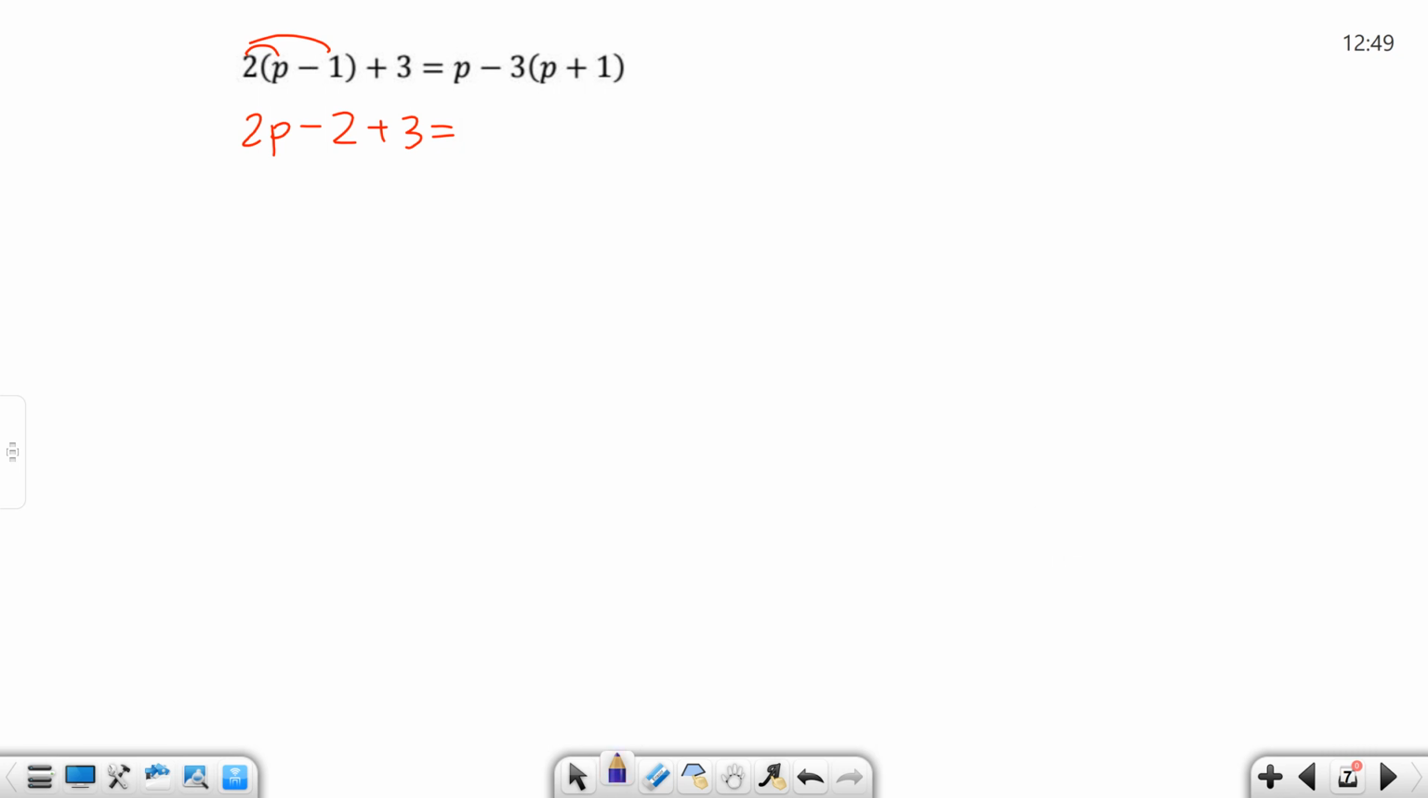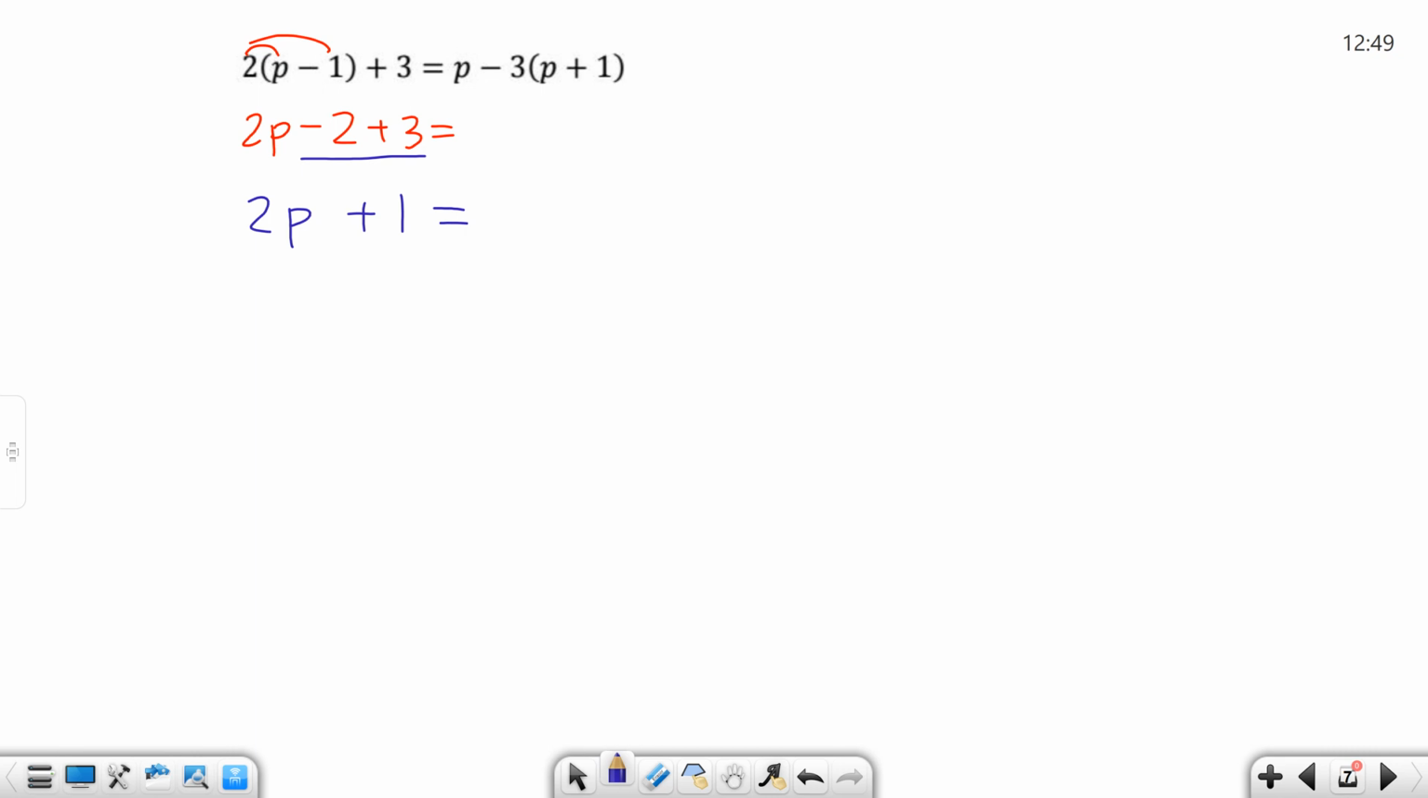I have like terms that I can combine. The negative 2 plus 3. Don't tell me 2 plus 3. That 2 is negative. Negative 2 plus 3. That minus sign goes with the 2, not the 2p. So then the 2p comes down, and then minus 2 plus 3 is plus 1.